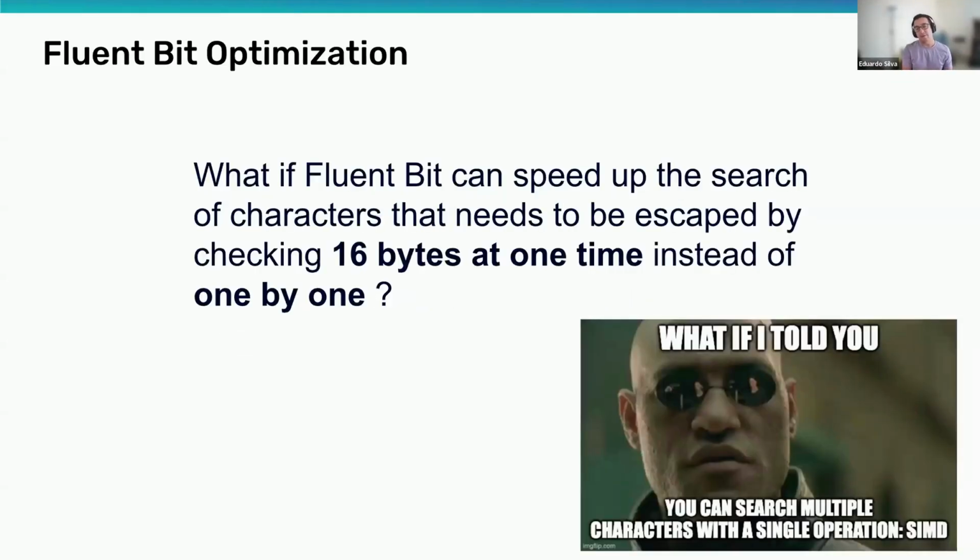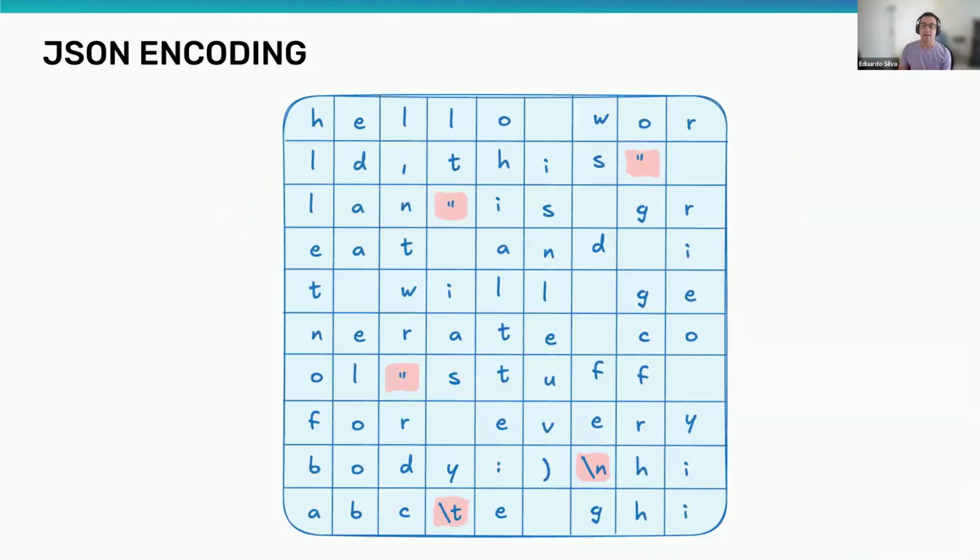And we were thinking, hey, what if Fluent Bit can speed up the search of characters that need to be escaped by checking 16 bytes at one time instead of one by one? Let's see the exercise. Okay, so you have identified what you need to encode or escape.